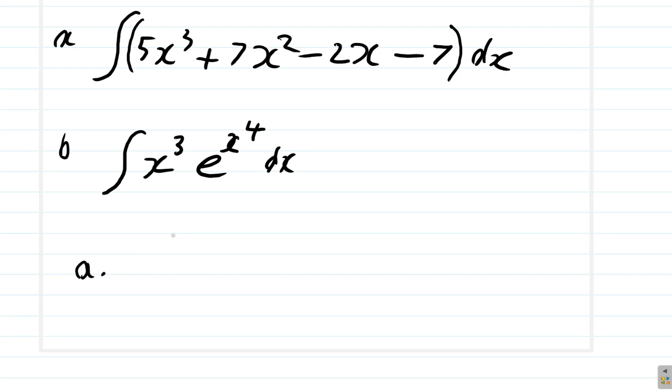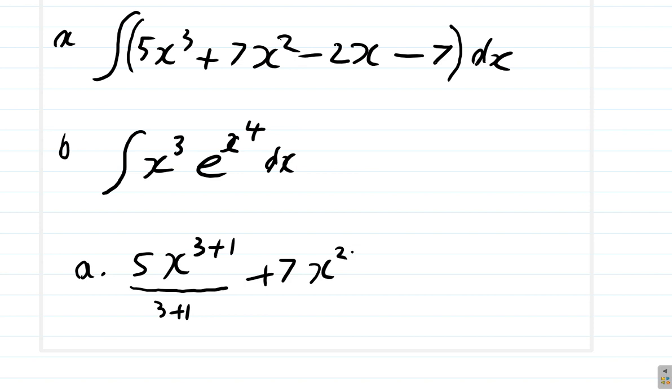when you integrate x cubed or any power of x, you have 5x cubed here. You're going to add 1 to the old power to get the new power, and you divide by the new power. Alright? Plus 7x squared. You add 1 to the old power to get the new power, and divide by the new power.